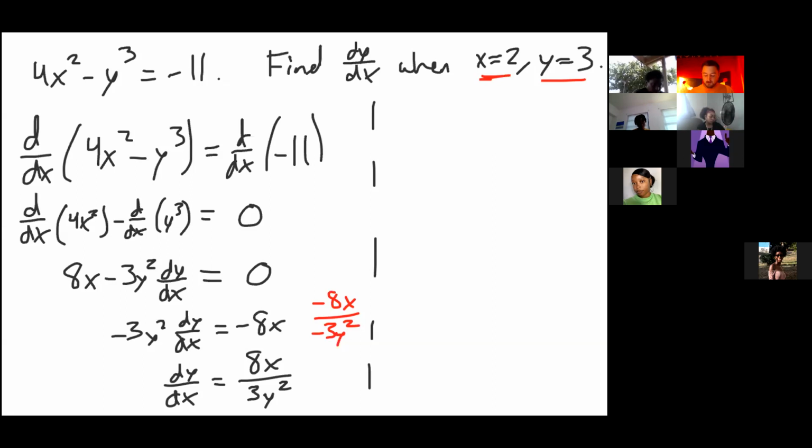My volume started raining really loud here. So that is my equation. Now plug in my value of x and y. So then at this point, whoops, did I hear a question?